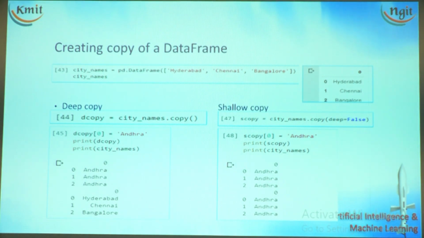The deep copy has changed the names for my deep copy, d_copy, but the original data structure stayed the same. It is still reflecting Hyderabad, Chennai and Bangalore there. This d_copy is my deep copy, city_names is my original data structure. So replacing this hasn't done anything to my original data structure. Whereas for the shallow copy, when I replaced it, it changed my entire data structure as well. The data frame values have been changed.